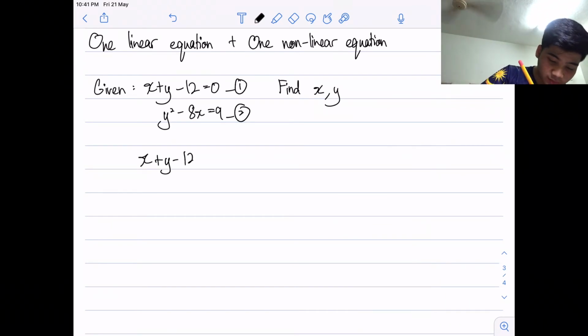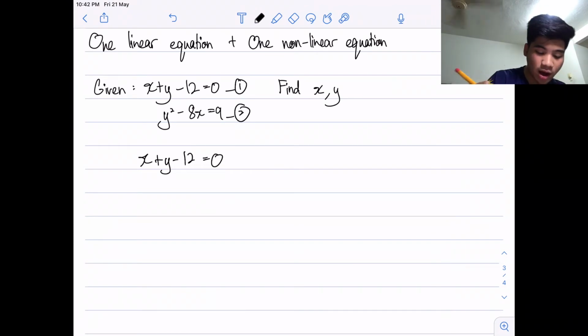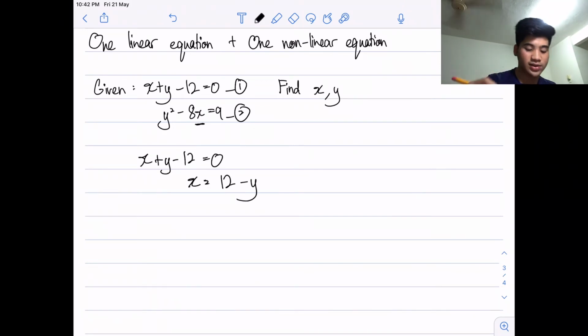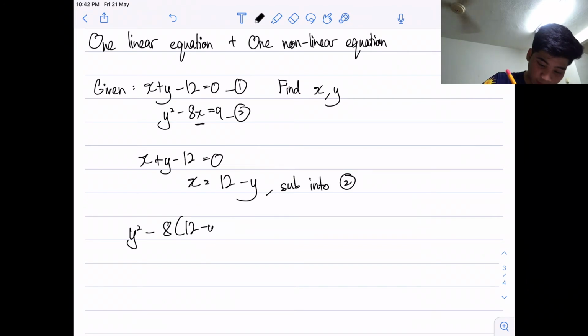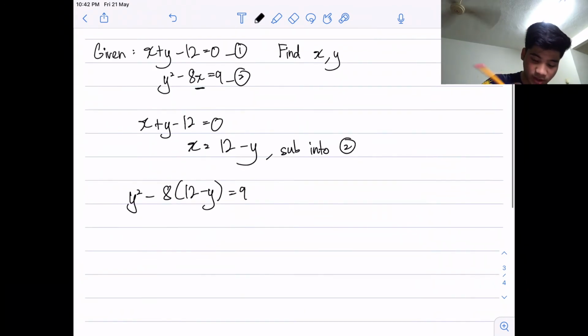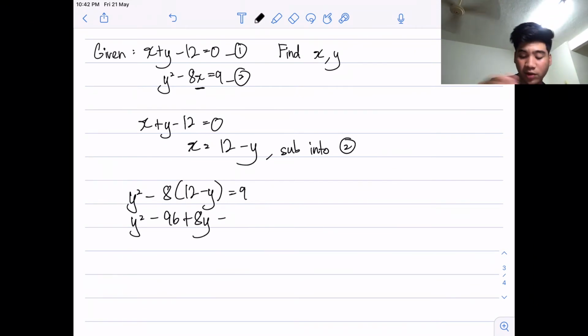So x plus y minus 12 equals 0. I want to sub 1 into 2, so I'm going to have to sub something into the x over there, right? So I have to make x the subject, which is x equals 12 minus y. Now I can sub into equation number 2. So it'll become y squared minus 8(12 minus y) equals 9. From there, I can just continue: y squared minus 96 plus 8y. I'm going to bring the 9 over straight away.